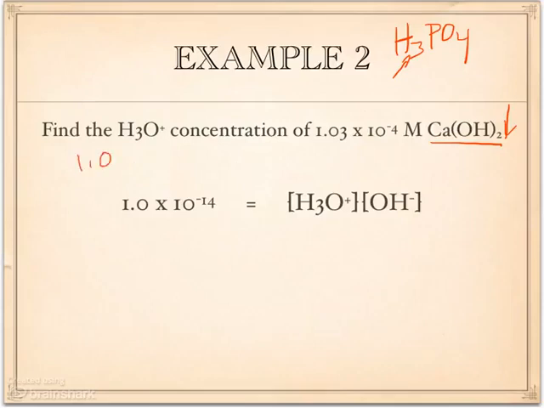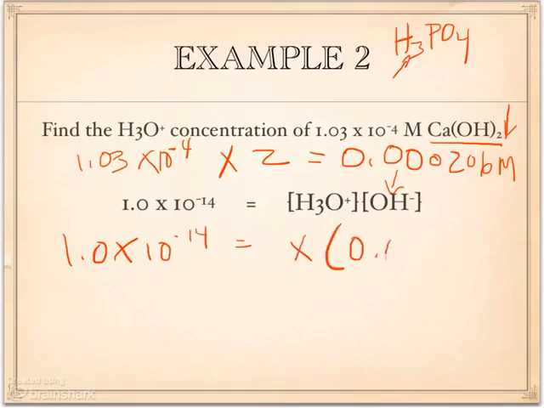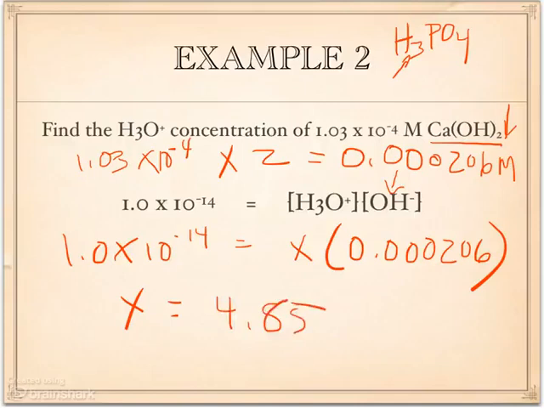So the way that you do that, in this case you have 1.03 times 10 to the negative 4. All you do is multiply it by 2 because you have 2 OH minuses. And if you do that, you end up with a concentration of 0.000206. So that becomes your OH minus concentration. Now that can go there. So if we were to plug this in, you'd have something like that, and then you would just solve for X. So you'd end up with 4.85 times 10 to the negative 11.